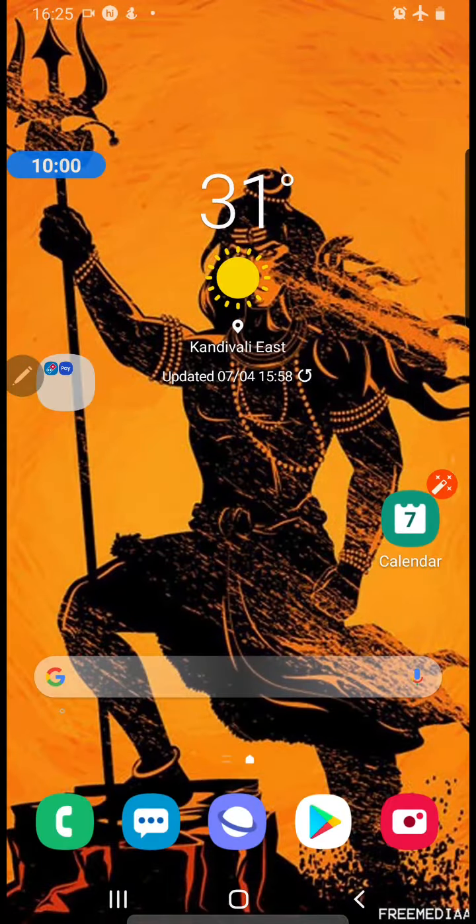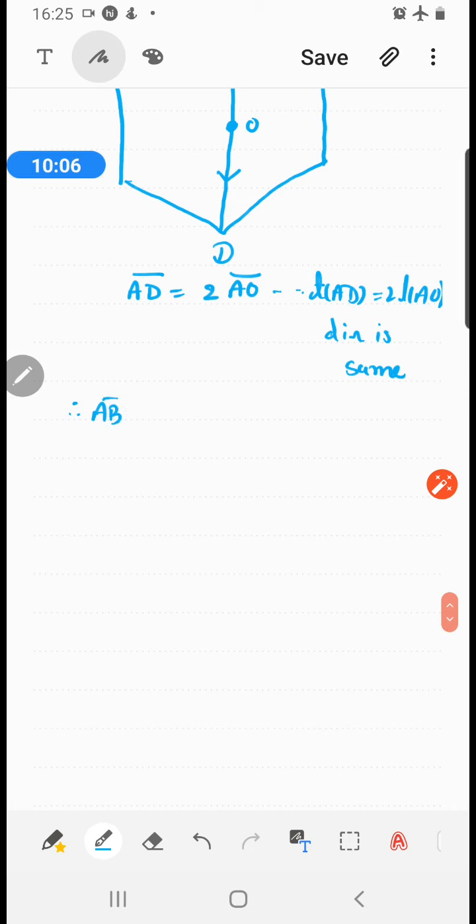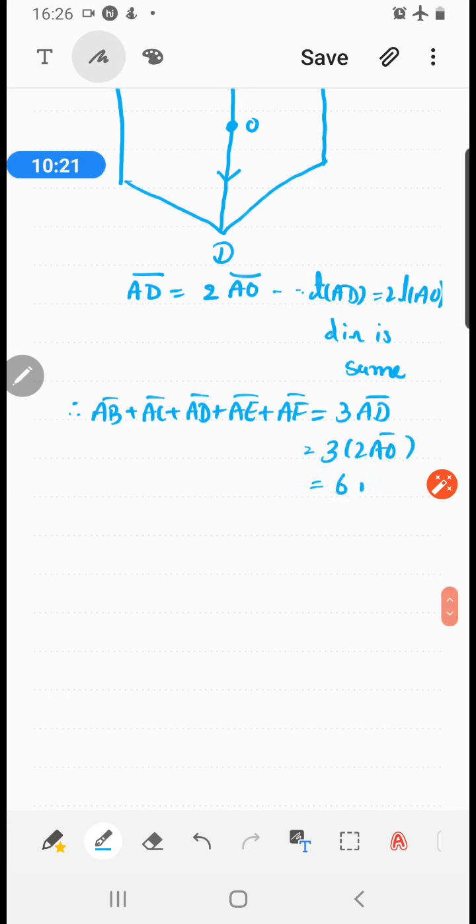So now let us take the result again. We had AB plus AC plus AD plus AE plus AF is equal to 3 AD bar. Now we just came to know that AD is twice of AO bar. So what we got is 6 AO bar. That is where we are done with this particular question.